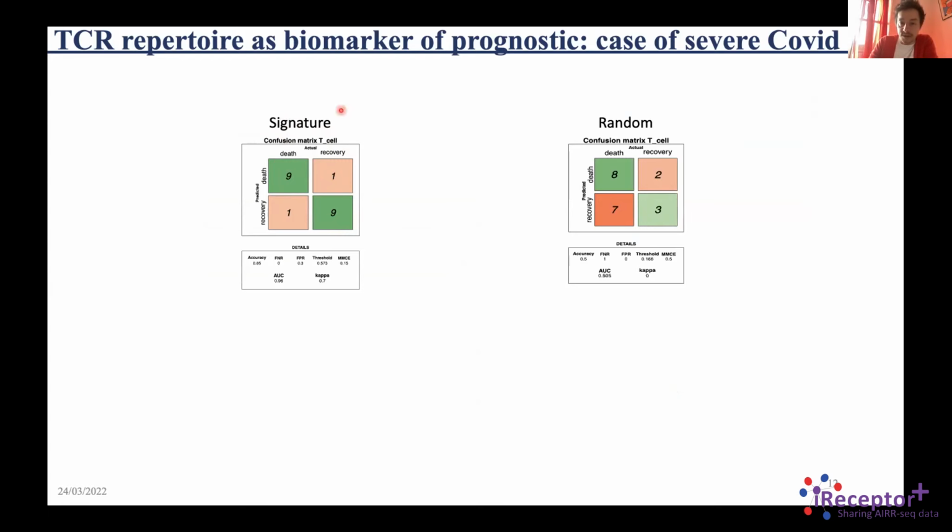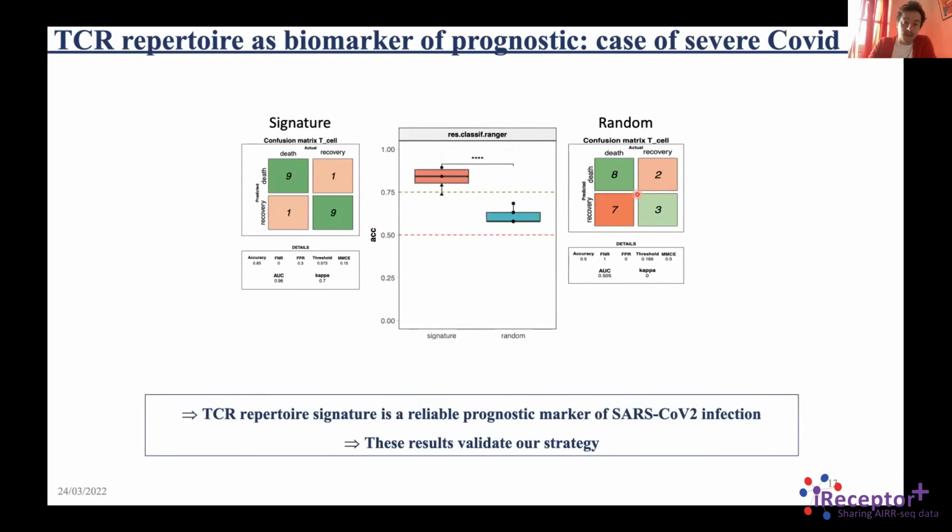And to control this signature, we also try with a random signature composed of randomly selected CDR3. And we observe that here we don't have a good clustering separation. And we perform other iterations to validate the strategy, and we observe that with all signatures, we are able to classify with a high accuracy the dead patients and the recovered patients. So this is a proof of concept that the TCR repertoire is a reliable prognostic marker for COVID-19 infection, and these results validate our strategy.